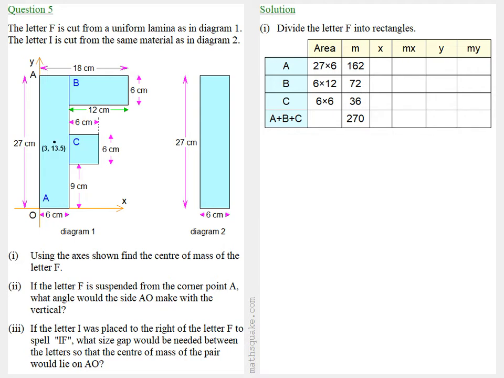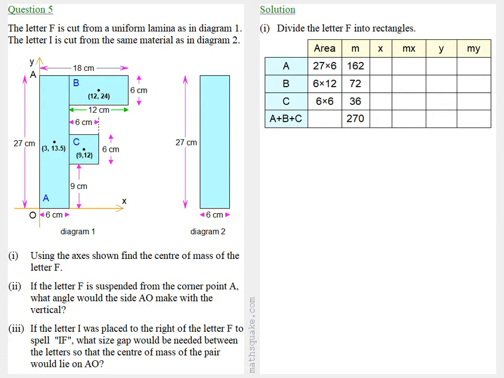Now the centre of mass of A is halfway across A, which is 3 centimetres, and halfway up A, which is a half of 27 or 13.5 centimetres. Now the centre of mass of B is all the way across A, which is 6 centimetres, and halfway across B, which is another 6 centimetres, so it's 12 centimetres across, and it's 3 centimetres down from the top, so that is 24 centimetres.